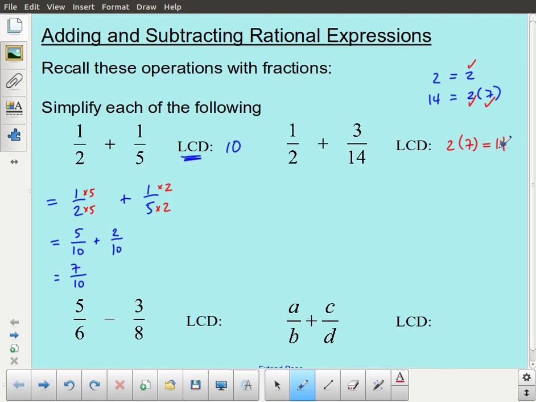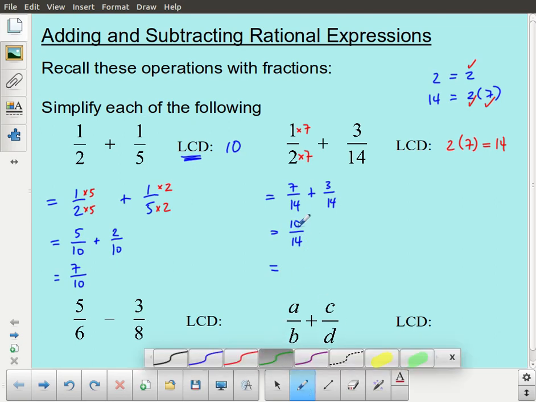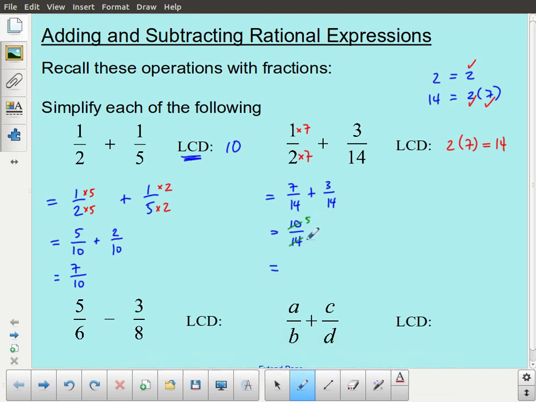So I ask myself, what do I need to do in order to get a denominator of 14 here? Well, I have to take this one and multiply both the numerator and denominator by 7. And so this ends up being 7 over 14, which of course is still the same as 1/2, plus 3 over 14. That gives me a total of 10 over 14. And I always need to consider whether or not I can actually reduce my answer. In this case, the number 2 goes into 10 5 times, and the number 2 goes into 14 7 times. And so I end up with my final answer, which is 5 over 7.